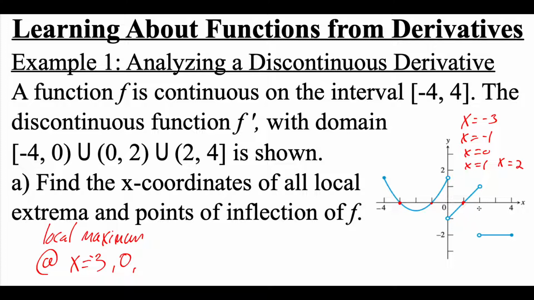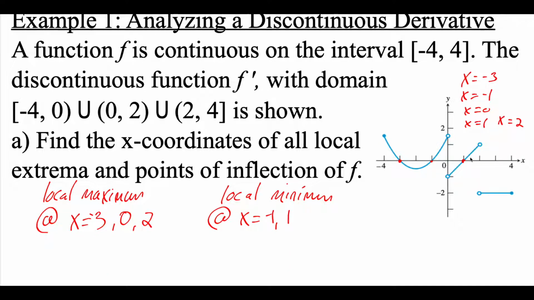And then as we look at that x value of 2, positive on the left, negative on the right, so that's also going to give us a local maximum. So we've got 3 local maximums happening. Now, as far as local minimums, a local minimum happens anywhere where the graph changes from being negative to positive. So first at this x value of -1, it's negative on the left-hand side and positive on the right-hand side. And also at this x value of +1, it's negative on the left-hand side, positive on the right-hand side. So we've got those 2 local minimums.